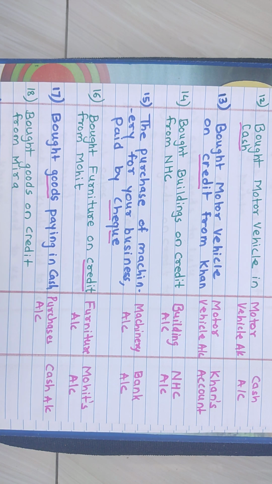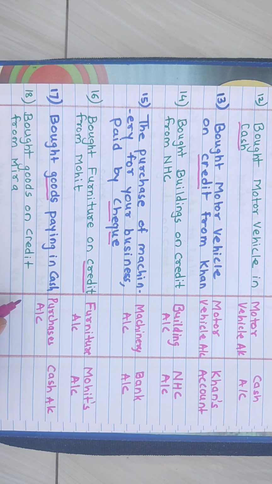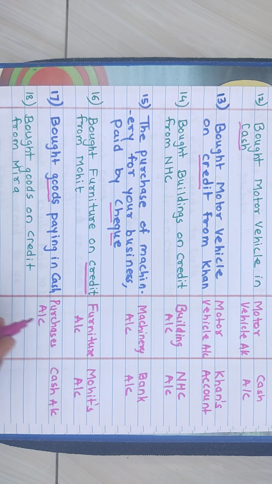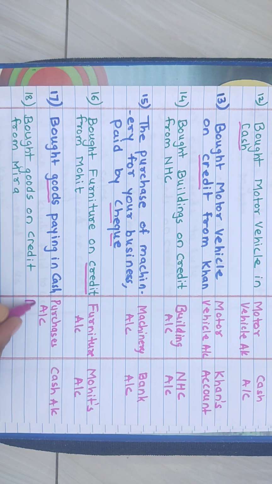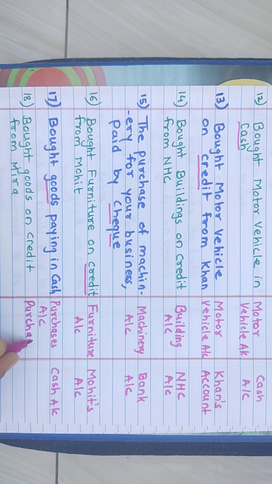The same rule you have to apply. See student, it is very easy. What is purchased? Goods are purchased. Whether it is cash or credit, you have to write down here purchases. Okay.